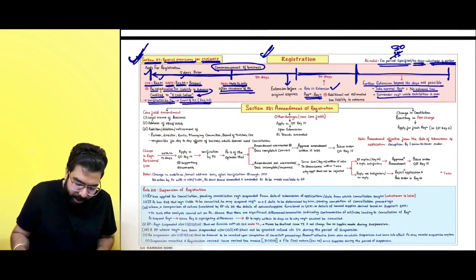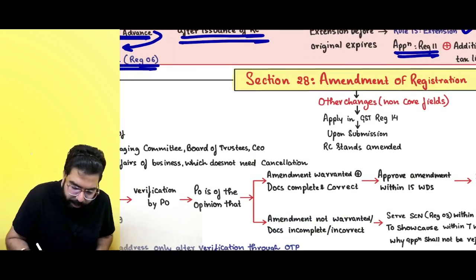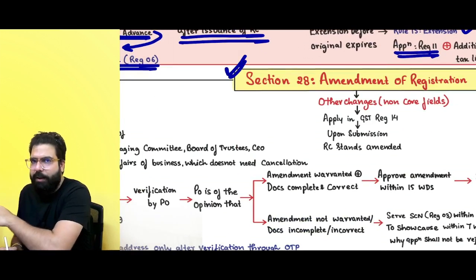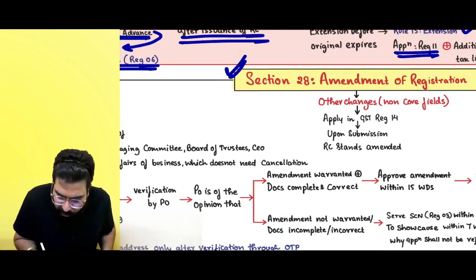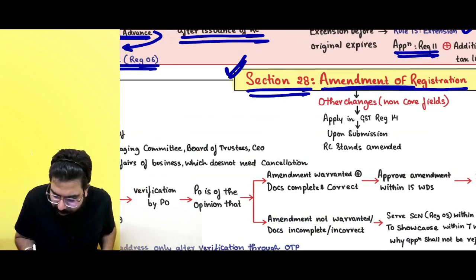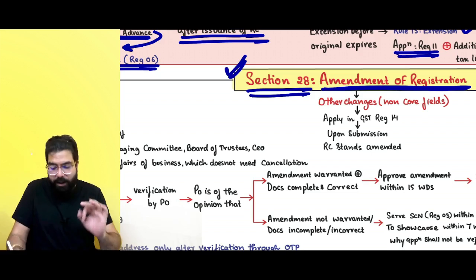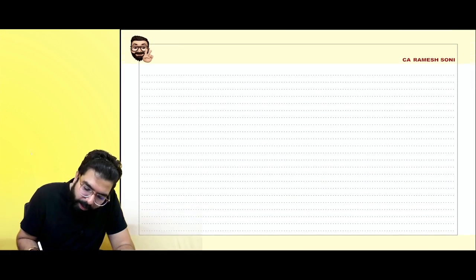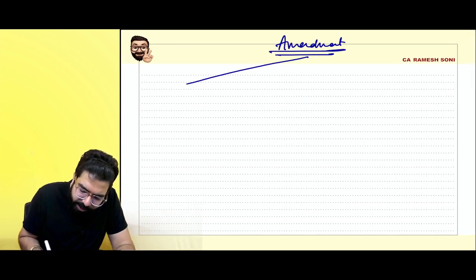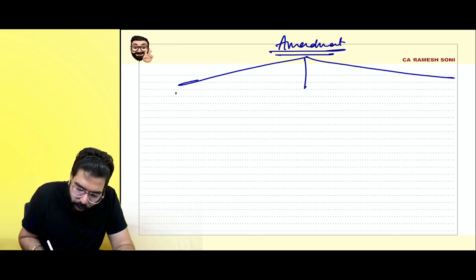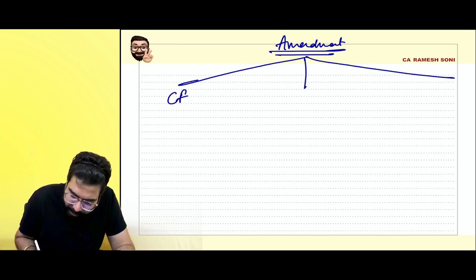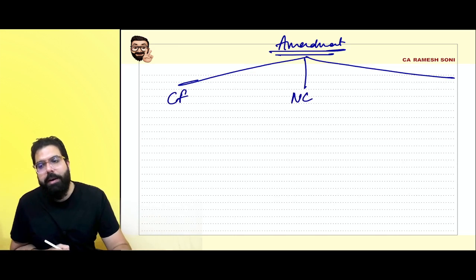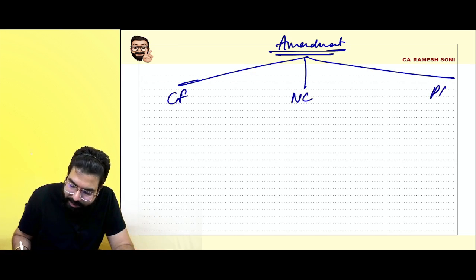Here we are done with section number 27. Please come to section number 28 now. Everyone listen to me very carefully. Section number 28 talks about amendment of registration. Always remember, whenever you are talking about amendment, amendment can be of 3 types. Amendment can be of a core field, of a non-core field, or a PAN change.